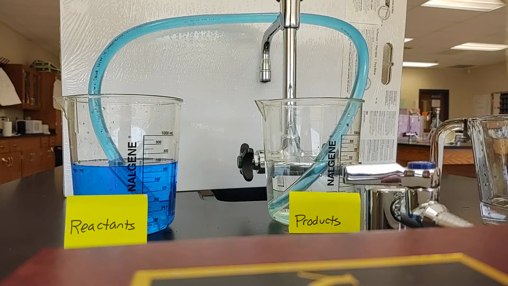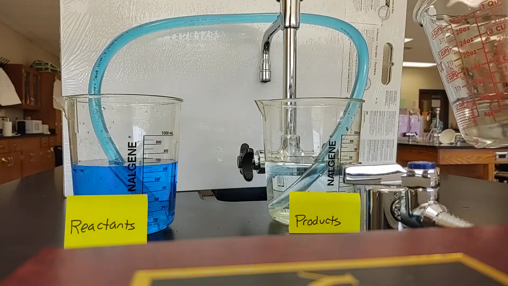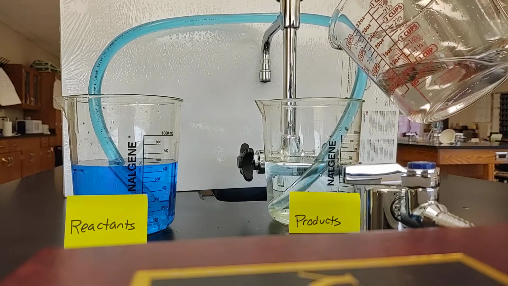Okay, so you can see that we have had a shift from the reactants to the products. I took water out of the product side, and some of the water from the reactant side shifted over until both beakers, or both of the very large containers, the very large beakers, now have the same volume in them. Okay, well, what happens if I add something to the products? Before I subtracted, I took away products. Now I'm going to add products.